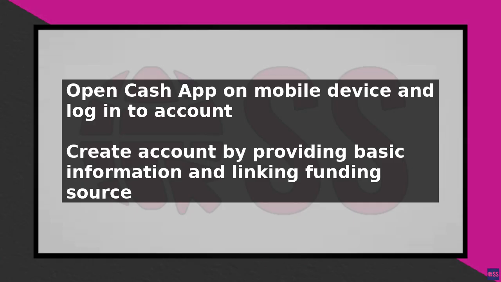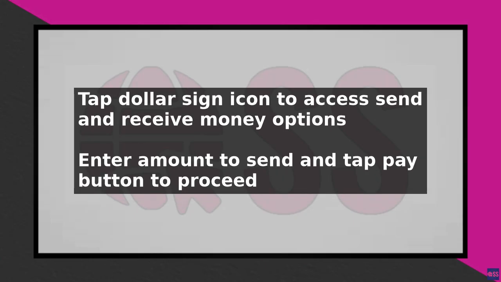Once you are logged in, tap the $ icon at the bottom of the screen to access the send and receive money options. Enter the amount you want to send and tap the Pay button. You will then be prompted to enter the recipient's information, which can be their phone number, email address, or their unique Cash App username, known as a cashtag.